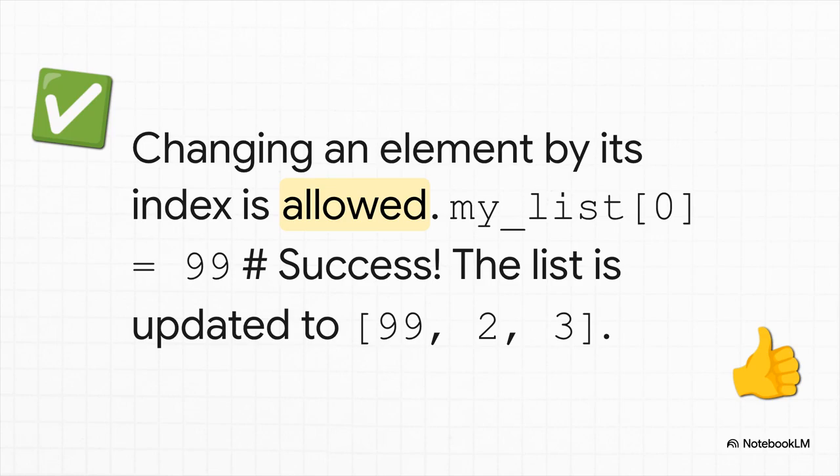All right, let's actually see this in action. We'll make a simple list, and then we'll just decide to change that first element to the number 99. And no problem. Python does it, the list is updated. That's the flexibility of mutability right there.